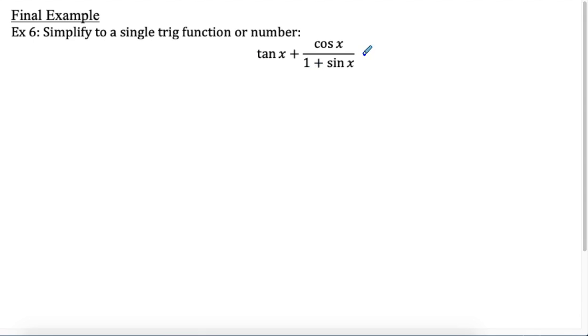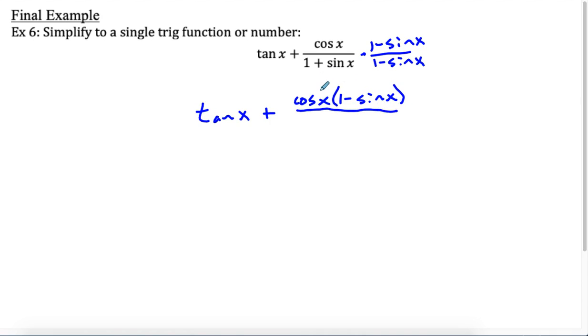I'm going to approach it a little bit differently, though. I'm going to multiply by the conjugate. So I'm going to multiply top and bottom by 1 minus sine of x and 1 minus sine of x. So this tangent will stay out here, and we'll have plus. Now, I'm not going to multiply the cosine through. I'm going to have cosine of x times 1 minus sine of x. Now, you're probably going to ask, well, how do I know when to multiply something through and when not to multiply something through? You don't, okay? You just have to try it one way or the other. Right? In this section, there's going to be a lot of guessing and checking.